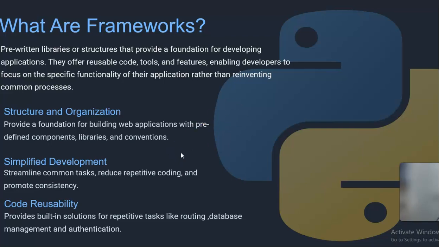A Python framework is a pre-written structure that helps developers build applications efficiently. Instead of writing everything from scratch, frameworks provide reusable code, tools, and features. This allows developers to focus on building unique functionalities without worrying about repetitive tasks. What are the main features a framework provides?